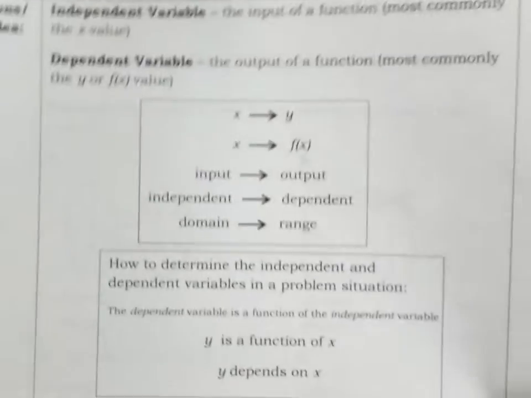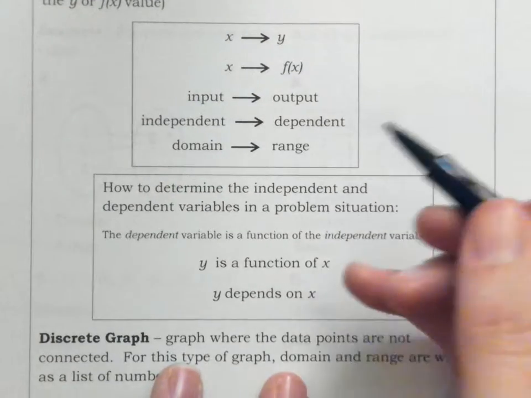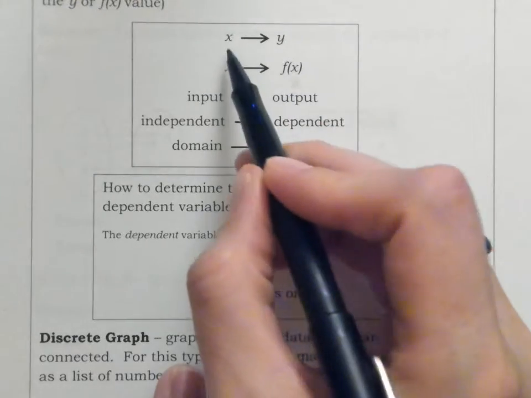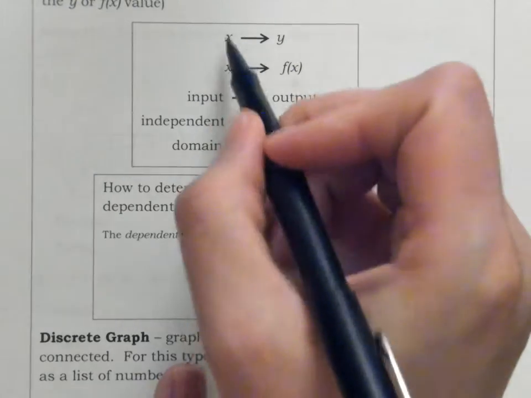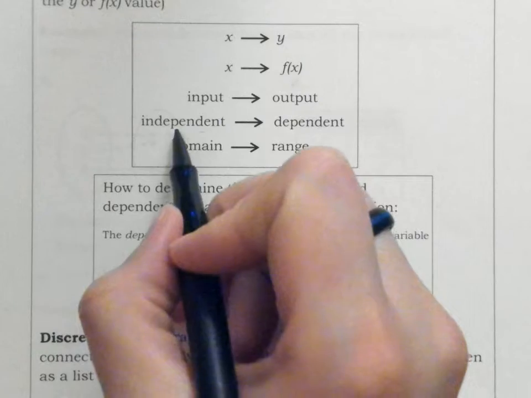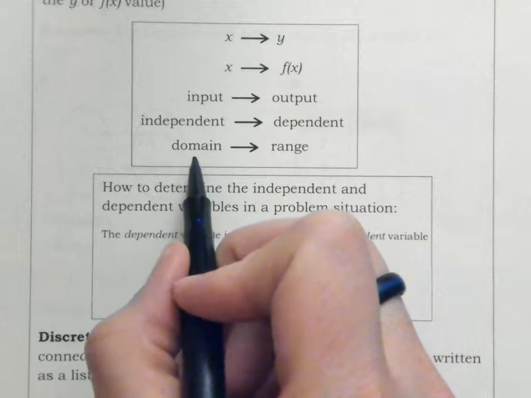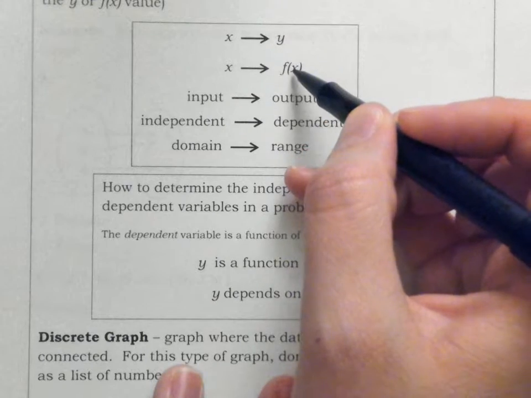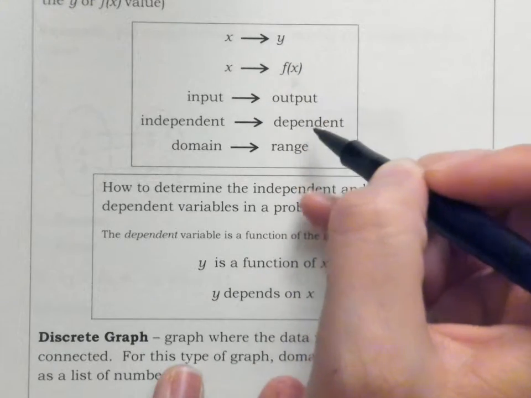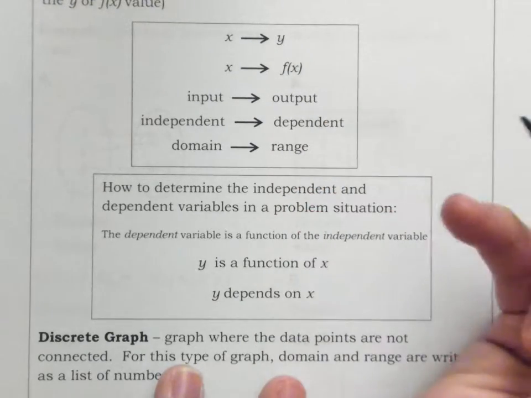So this is just an organizer here that shows you that x goes to y. X is also input, independent, and domain, which is what we're going to start talking about today. And then y is f of x, or your output, dependent, and range.